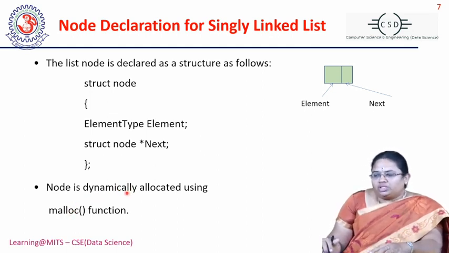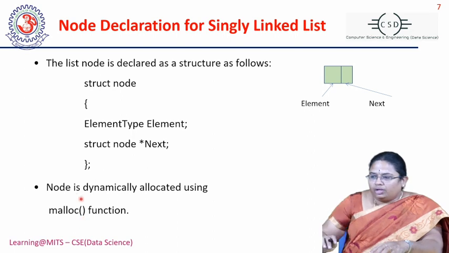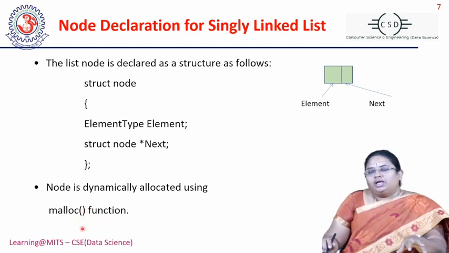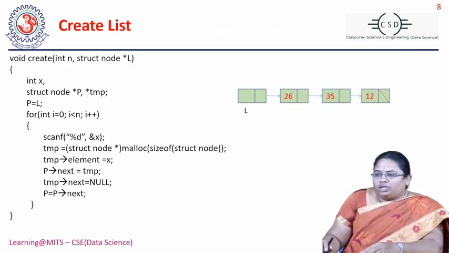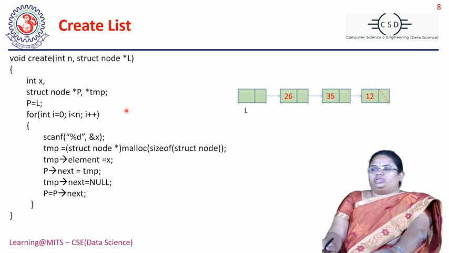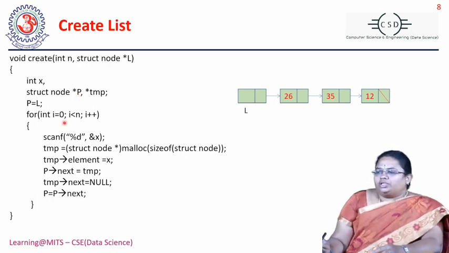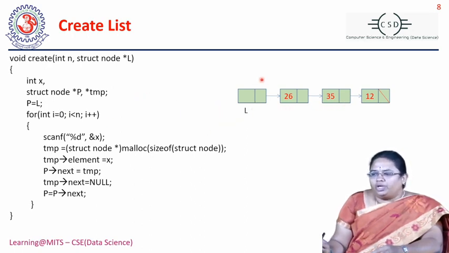In a previous lecture we have discussed how to use this malloc function, right? So here we see the implementation of list ADT using linked list. First thing, how to create a linked list. See here, I have created the linked list using 3 elements, and why we have given the first node as empty means this is the header node or dummy node.